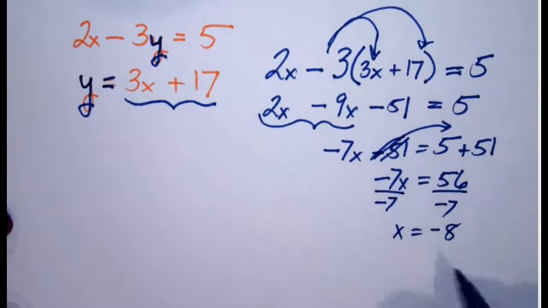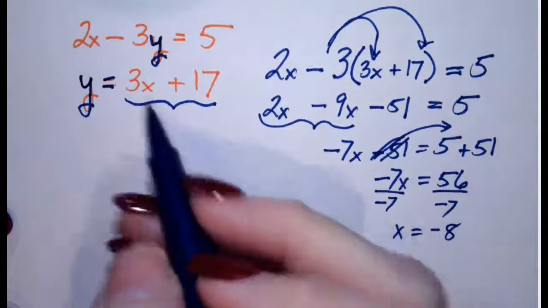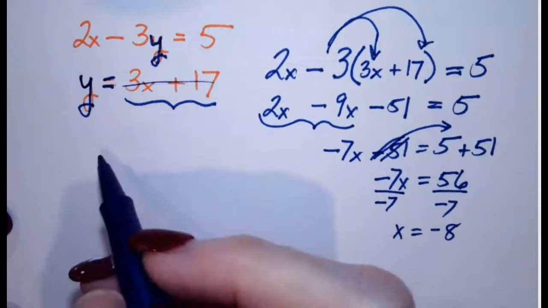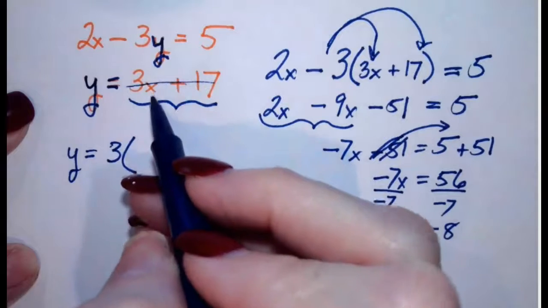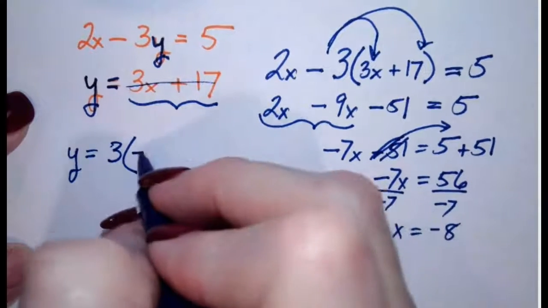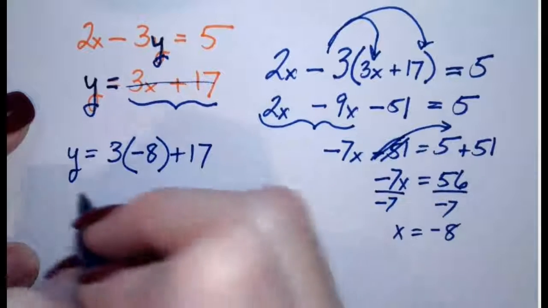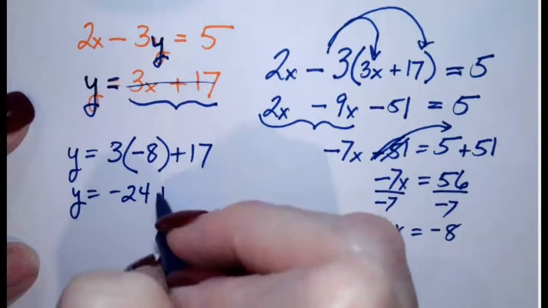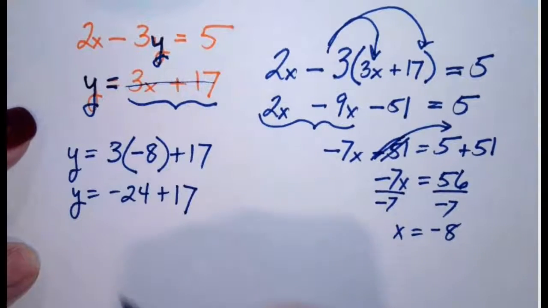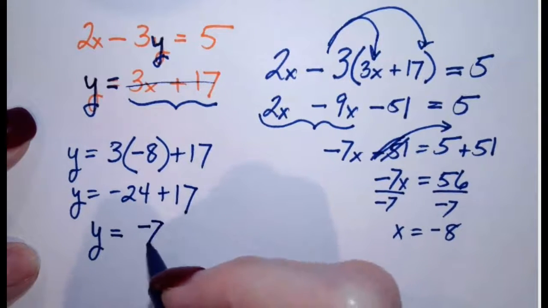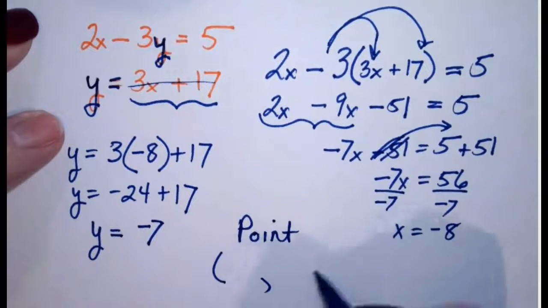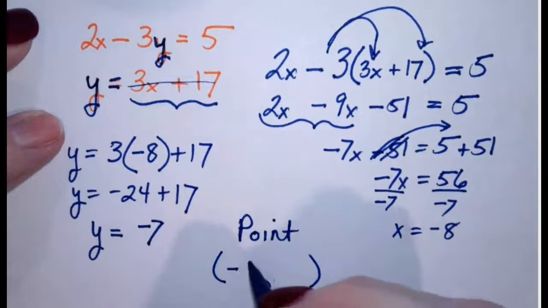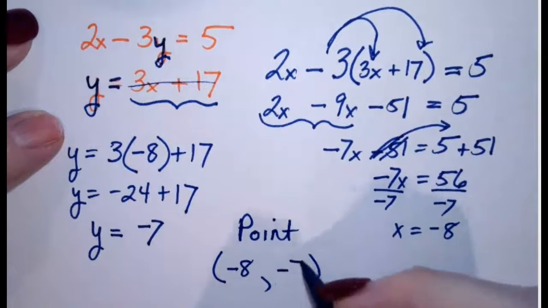How do I find y? Well, I just take my x equals -8 and drop it right back in there, don't I? Y equals 3. Right? Instead of writing x, I'm going to write -8 plus 17. Y equals -24 plus 17, and that's going to be y equal to -7. The answer to a system is a point, so my answer needs to look like this. -8 is the x, that's the y.